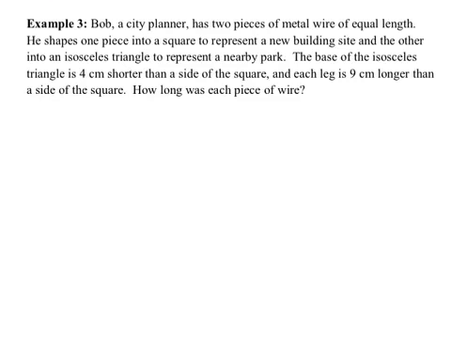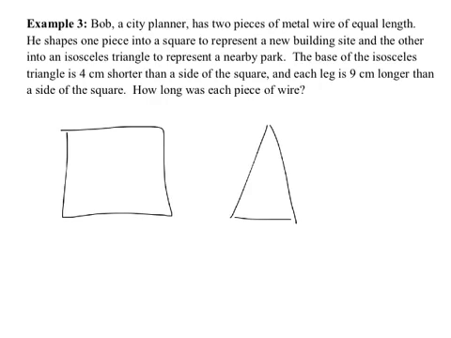Example 3 says, Bob, a city planner, has two pieces of metal wire of equal length. He shapes one of them into a square to represent a new building site, and the other into an isosceles triangle to represent a nearby park. The base of the isosceles triangle is 4 centimeters shorter than the side of the square. So right away we know we're going to compare the sides of the triangle to the square, so call the square x, because we're given what the triangle is in terms of the square. Since the base of the triangle is 4 less than the square side, we can call this x minus 4.